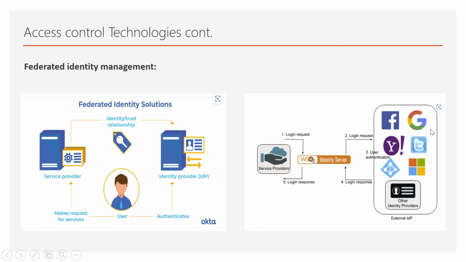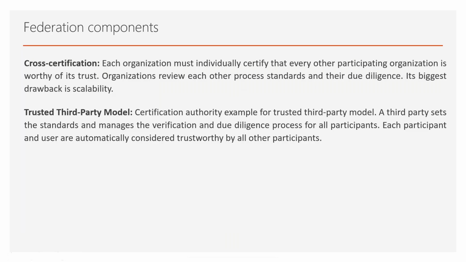Once the authentication is successful, it will send an assertion. The assertion will be consumed by the service provider, and you will be able to access the services. Now, when we talk about federation components, there are three things. One is your cross certification, and one is your trusted third party.